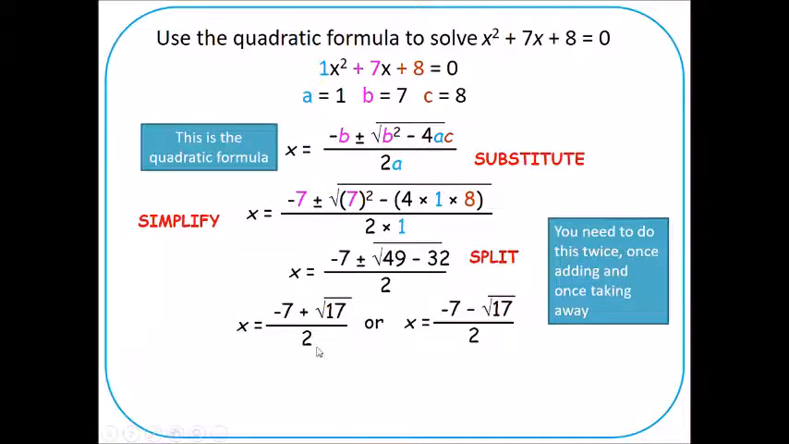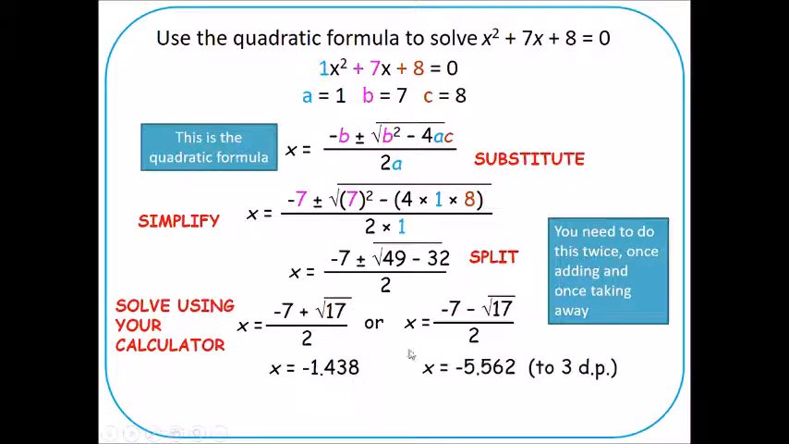And then each of these I can type in on my calculator. So on my calculator, I'm going to type in negative 7 plus root 17 over root 2. And that will give me negative 1.438, and I've rounded to something sensible, so I've gone for 3 decimal places. And then my other solution, again, I get this by simply typing it in on my calculator.